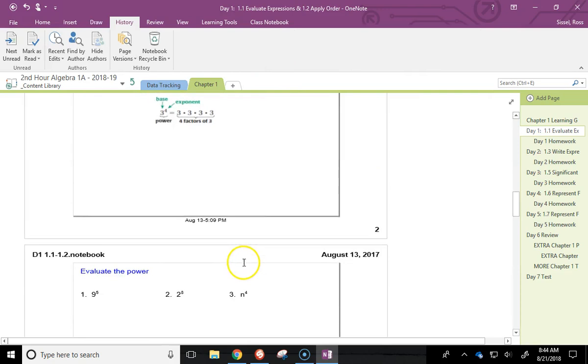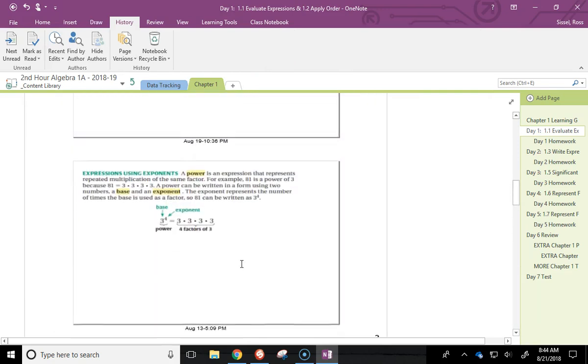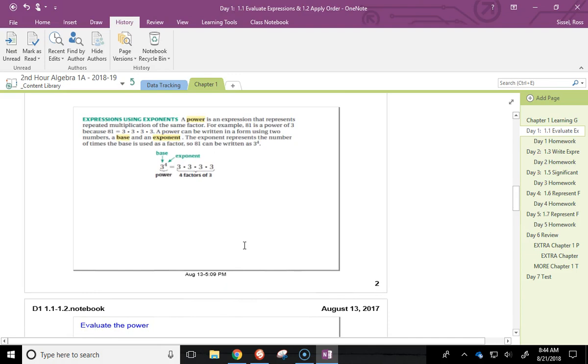We're going to end up putting... Oh, we got a couple to do. Expressions using exponents. We've already done 2-3 examples of this, and you guys seem to understand it. It says that a power is an expression that represents repeated multiplication of the same factor. For example, 81 is a power of 3 because 81 equals 3 times 3 times 3 times 3. And a power can be written in a form using two numbers, a base and an exponent.